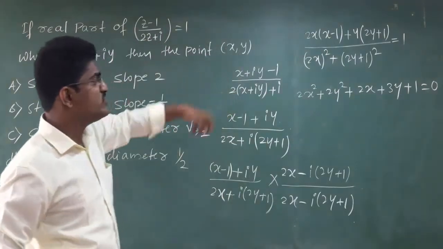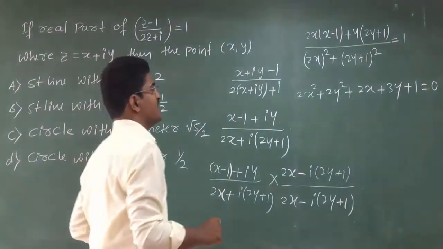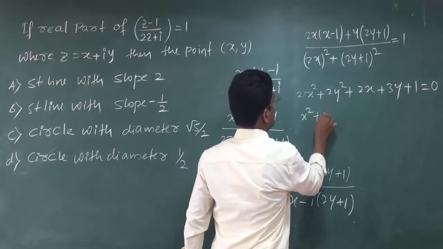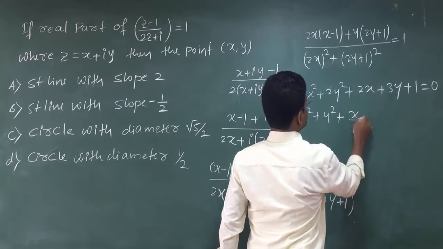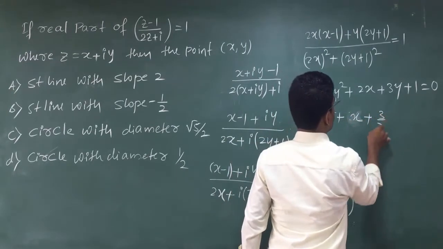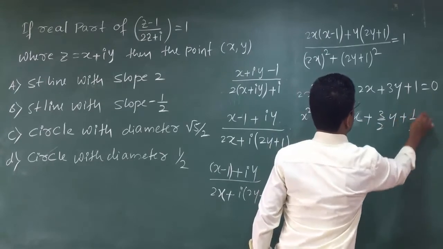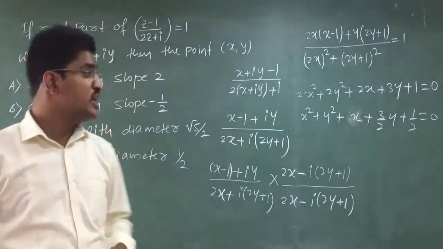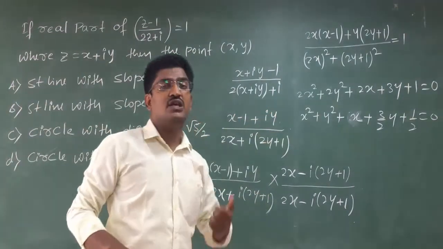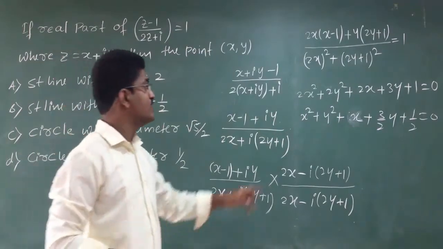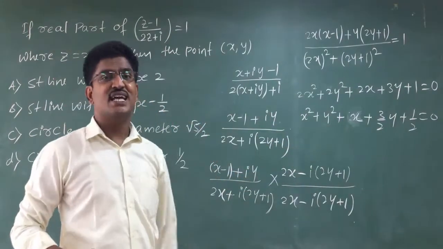So now I will reduce it to the further form, that is by dividing all the terms by 2. It will be x square plus y square plus x plus 3 by 2 y plus 1 by 2 equal to 0. So from this, if you know the nature of this equation, you can directly tell this will be the equation of a circle.